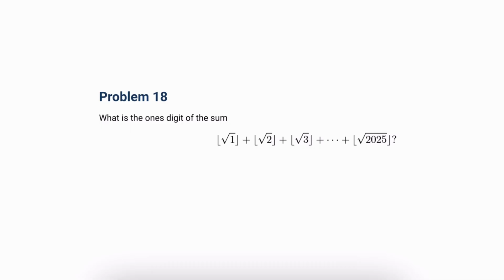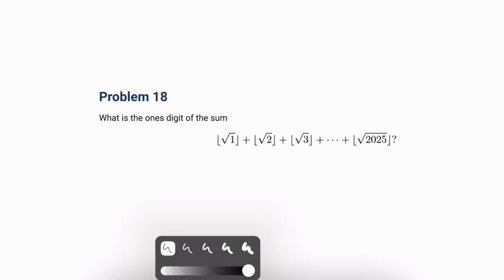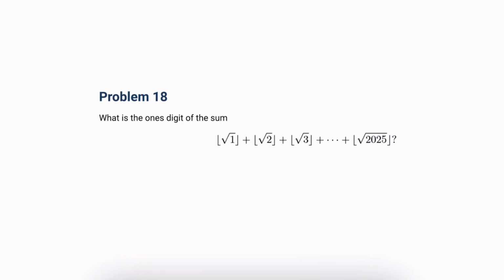And the idea is we can actually evaluate this sum directly by counting how many times 1 appears in the sum, then how many times 2 appears, how many times 3 appears, all the way to, in this case, the square root of 2025 is 45. So we only have to consider up to how many times 45 appears in this sum.